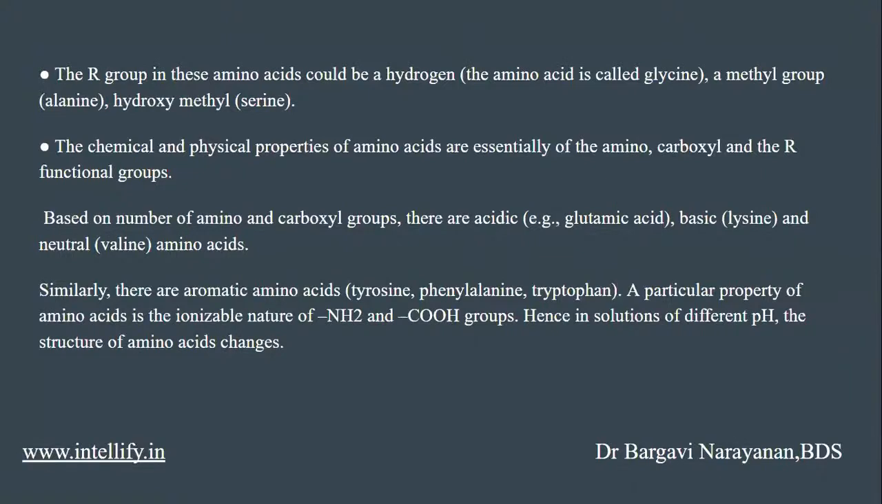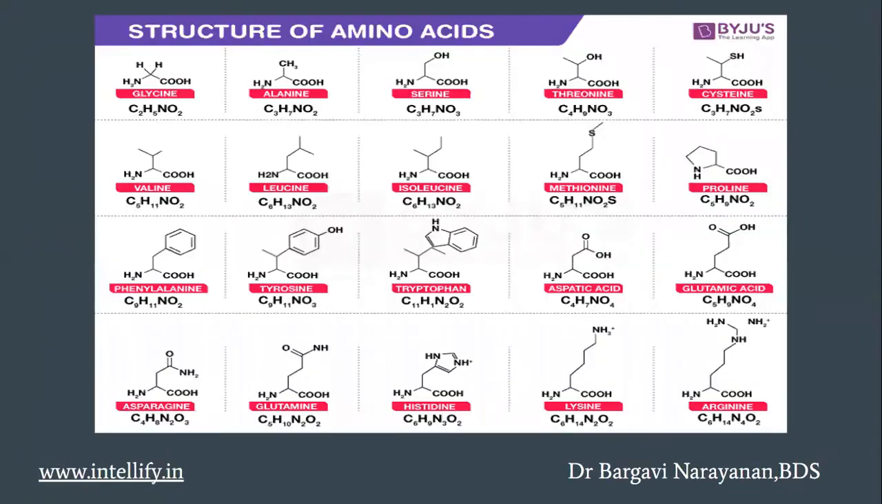Now, the chemical and physical properties of the amino acid depend upon all of these three groups, that is the amino group, carboxyl group, and the R functional group. There are a number of amino acids, so we can classify them into acidic, basic, as well as aromatic, etc. One important property of the amino acid is that it is ionizable and has different structures at different pH, and that's because of the amino group and the carboxyl group. So here is a chart of various amino acids with different R functional groups. Here the R functional group is hydrogen, here it is a methyl group, etc. So this is how there are various amino acids which we obtain.